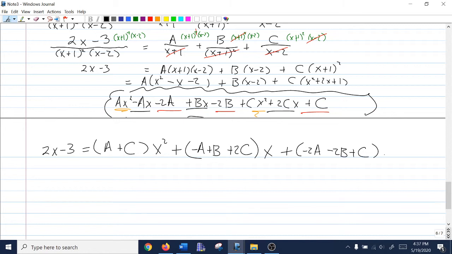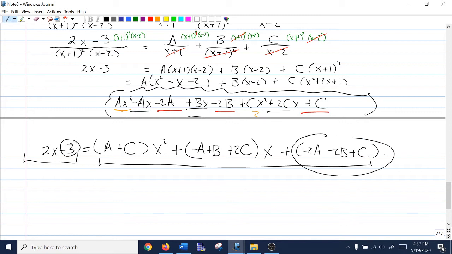So the only way this polynomial is going to equal this polynomial is if the constant term has to equal the constant term. So negative 2a minus 2b plus c needs to equal negative 3. The x coefficient needs to equal the x coefficient. So negative a plus b plus 2c needs to equal 2, and the x squared coefficient needs to match the x squared coefficient.